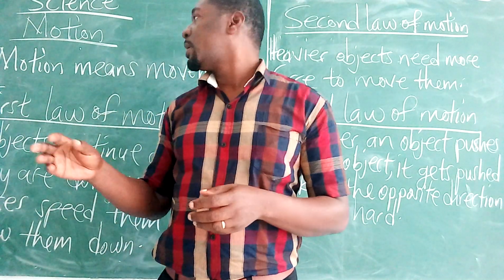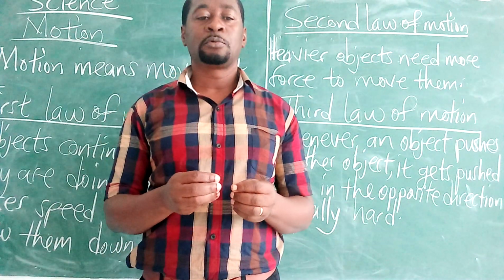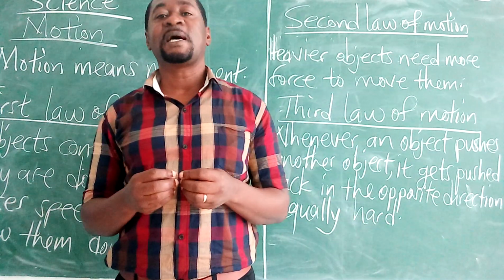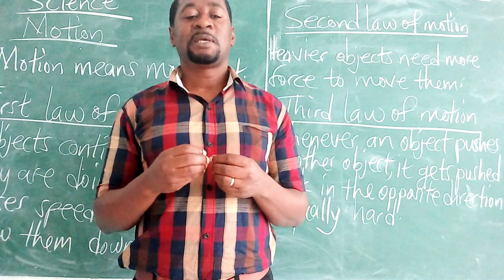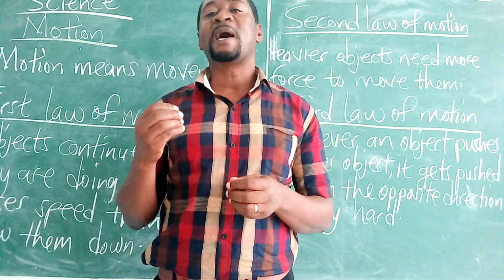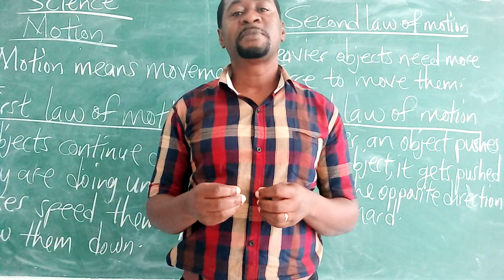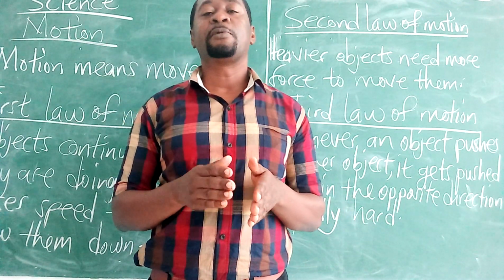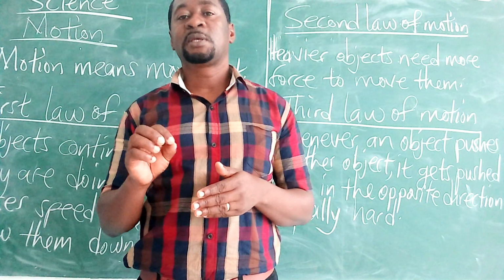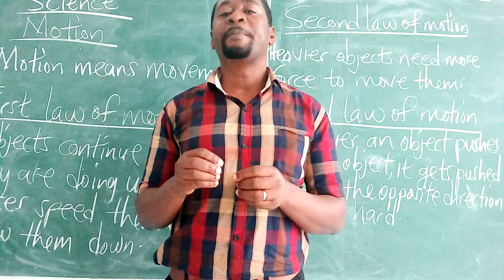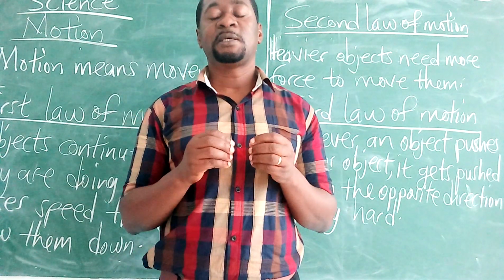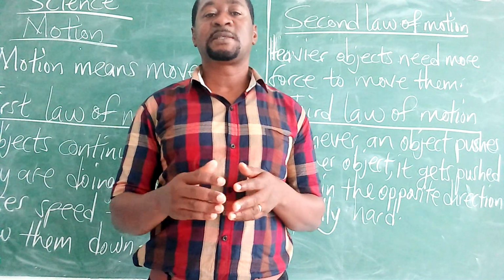So before we come to our topic, I want to brief you on what we learned on Tuesday. We said that mass is the amount of matter in an object. And we said the units of mass are grams and kilograms. We can write grams as g in short, and kilograms as kg in short. The instrument for measuring mass is the scale. So this is what we learned on mass.